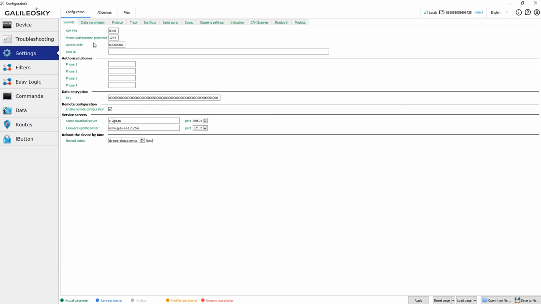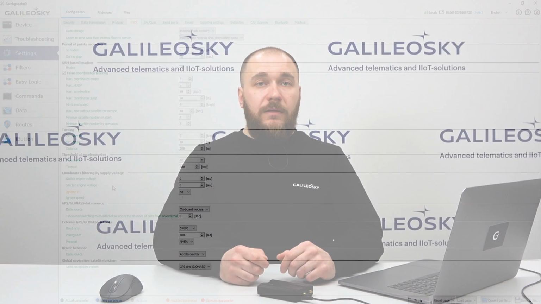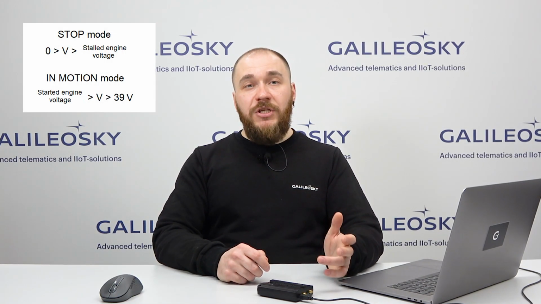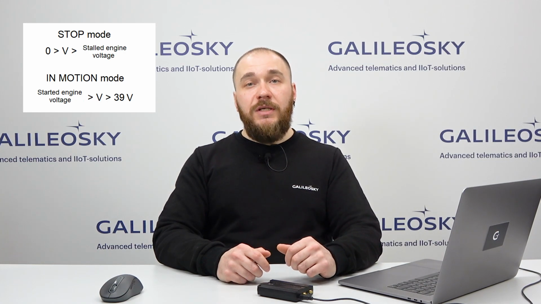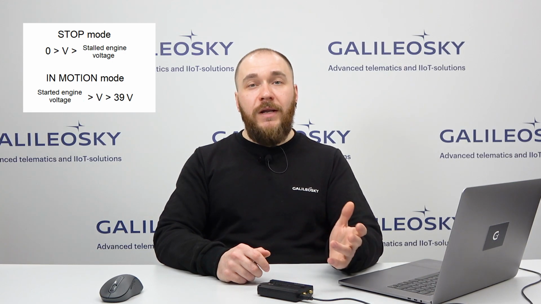Go to the Settings and open the Track tab. Remove the ignition input settings. Here, we can also set the voltage thresholds when the engine is running and when the engine is stopped. The logic of these parameters is exactly the same as when setting the logical levels on the device inputs. That is, when the voltage is between 0 and voltage threshold for the turned off engine, the device considers the engine is turned off. And when the voltage is above the threshold for the engine is running, the device works in the in motion mode.